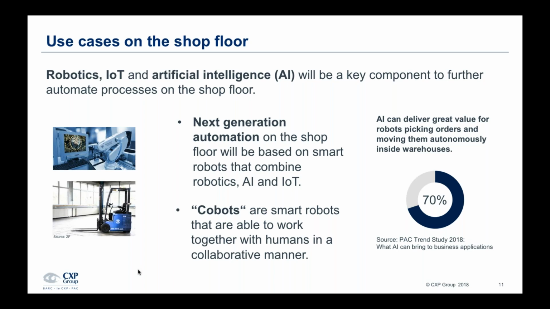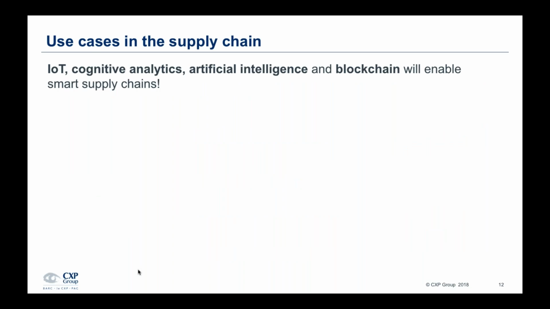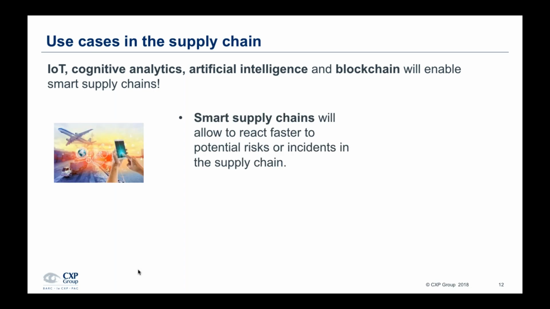So we are now leading the shop floor towards the supply chain and how technologies can support digital transformation here. And generally speaking, technologies like IoT, cognitive analytics, and artificial intelligence, and also blockchain will enable supply chains to become smart. And why does the supply chain have to become smart? Well, basically, the goals of further optimizing supply chains today are still very much related to the ever-important goals of driving down inventory costs and at the same time avoiding that things run out of stock, reducing supply chain costs, and minimizing risks and incidents in the supply chain.